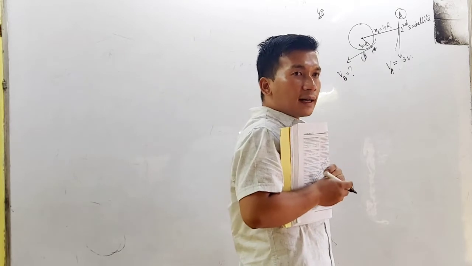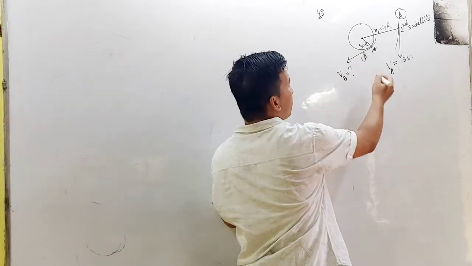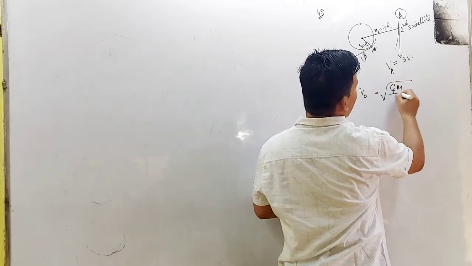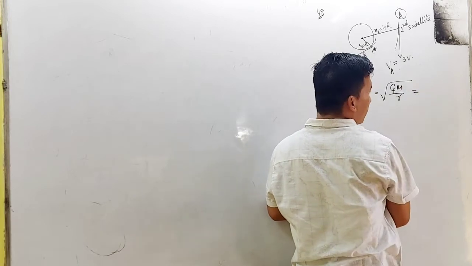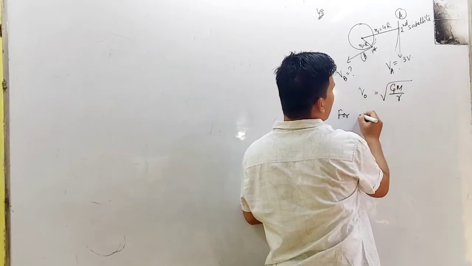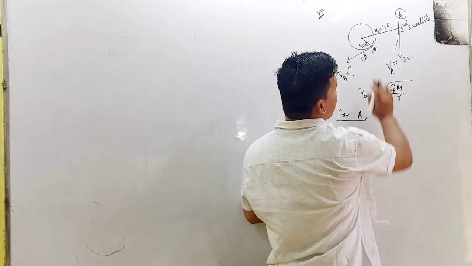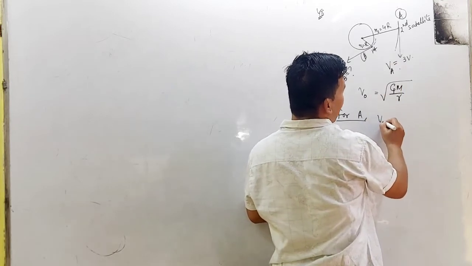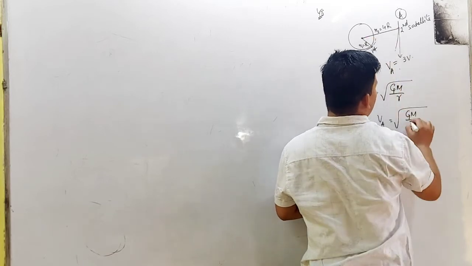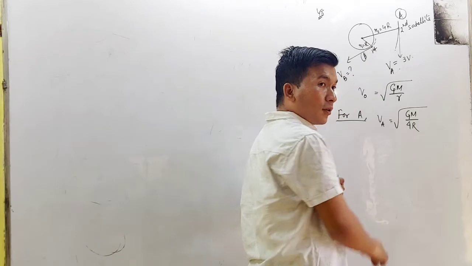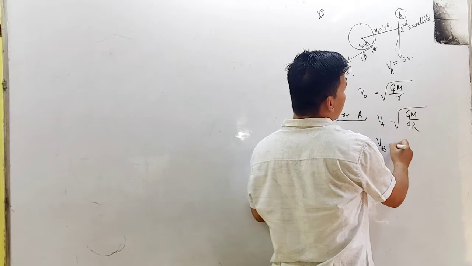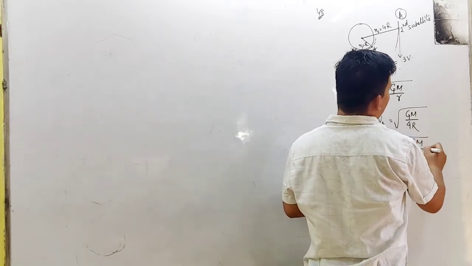You have to simply memorize escape velocity and orbital velocity: orbital velocity is equal to root over capital G m divided by small r. So VA is equal to root over capital G m divided by the distance, which is 4R, and VB is equal to root over capital G m divided by R.